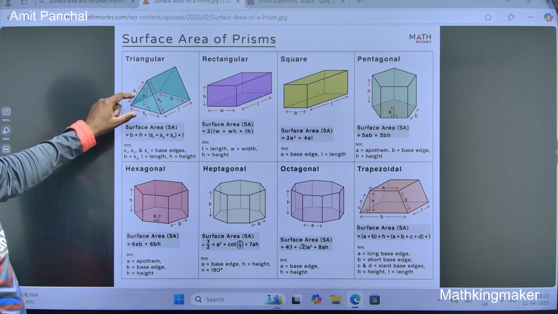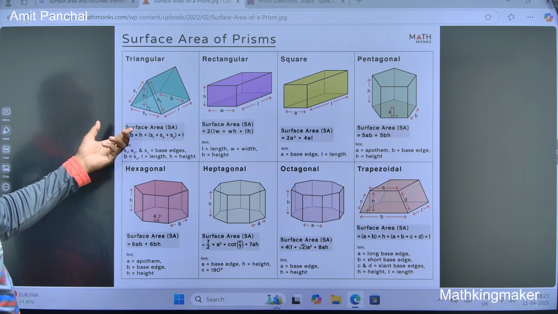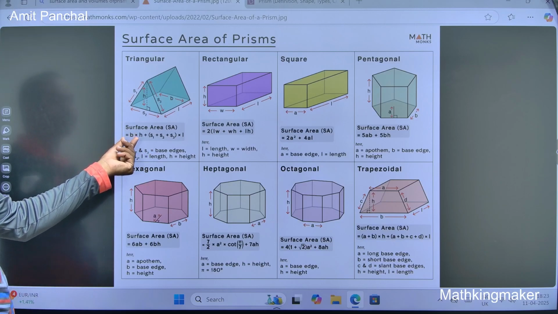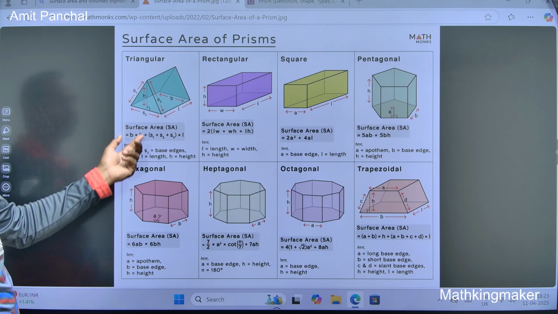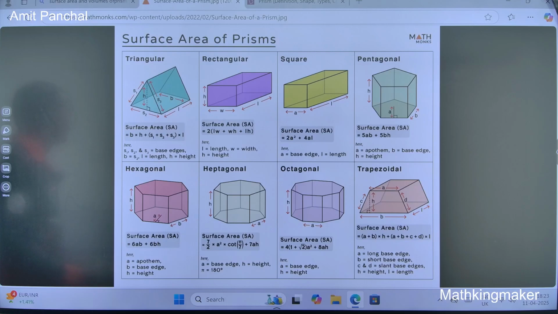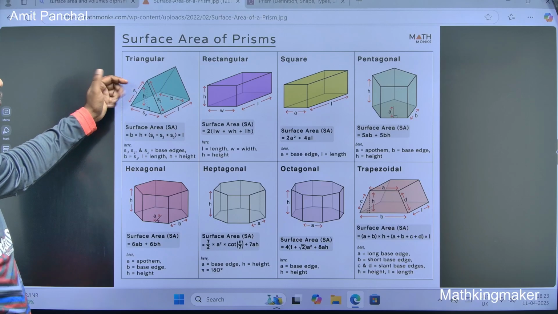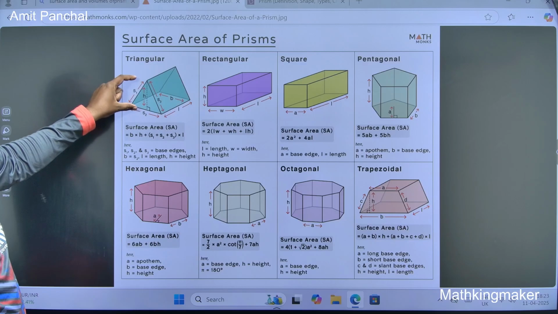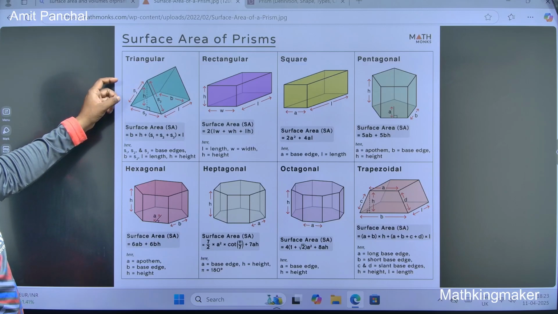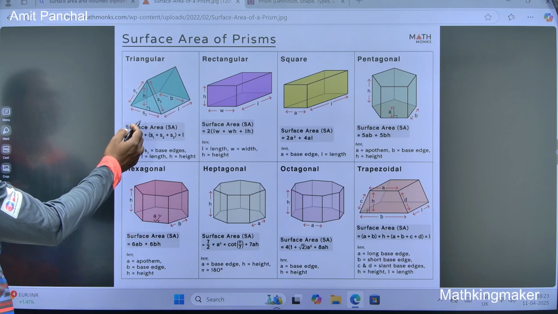As you see, it is a triangle. So what is the formula? Formula is base into height. That means the area of the surface. Area of the two surfaces is, because the same surface you will get it here. So it's an equilateral triangle, or you can say it is any triangle. So it will be half base into height.